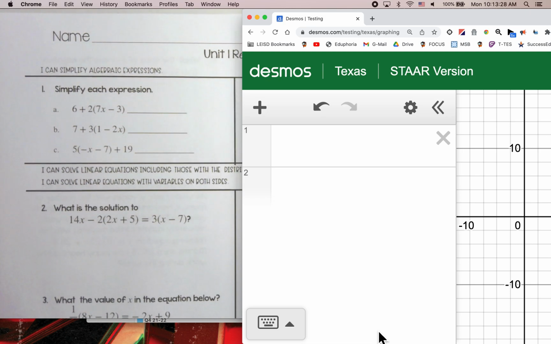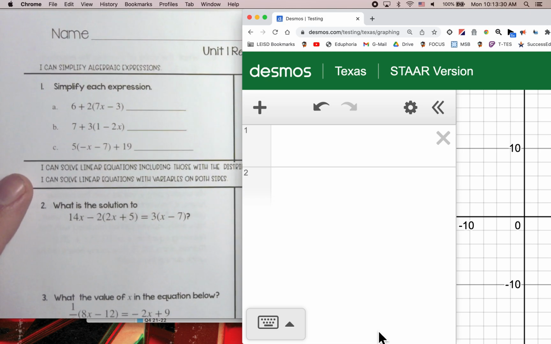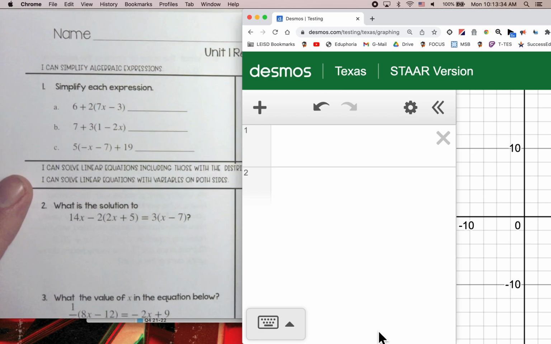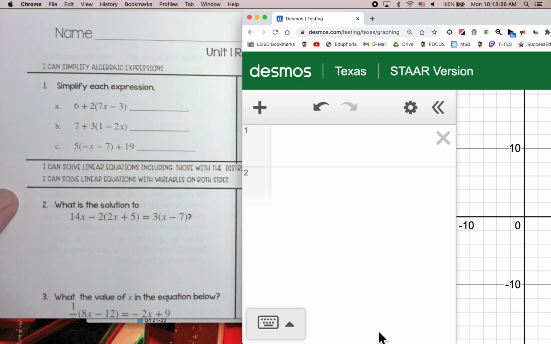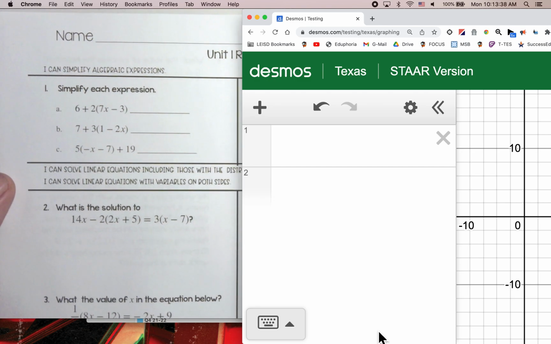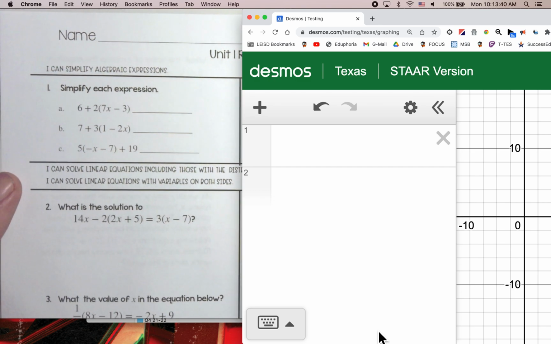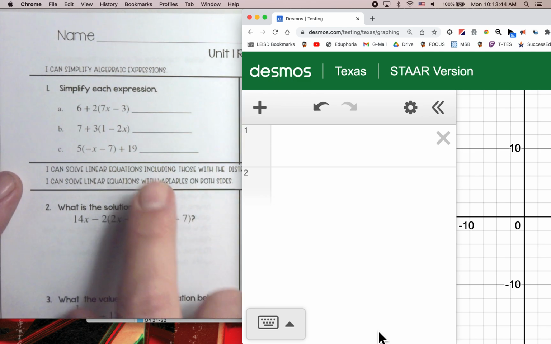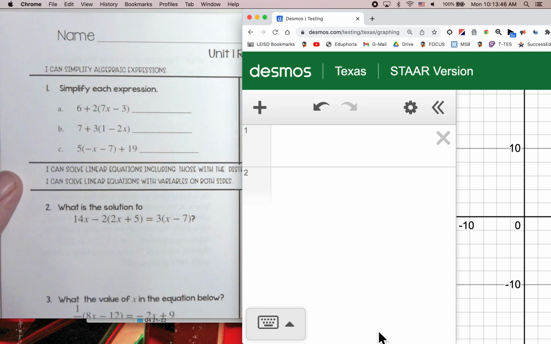Over the left side of the Unit 1 review. If you notice on my screen, I also have Desmos, the star version, already open. I would strongly suggest having that open in a separate window or tab as well. All right, so question 1 says simplify each expression.